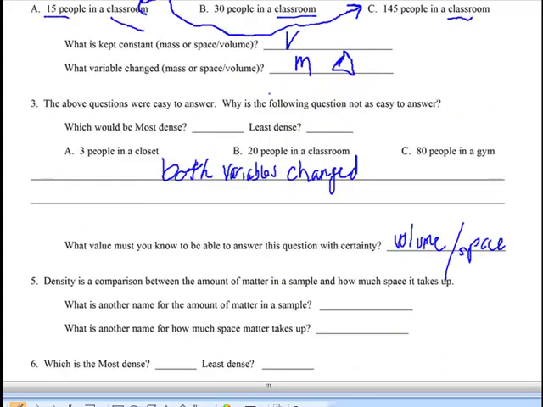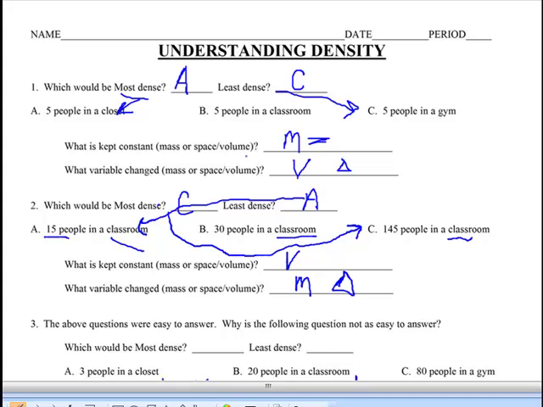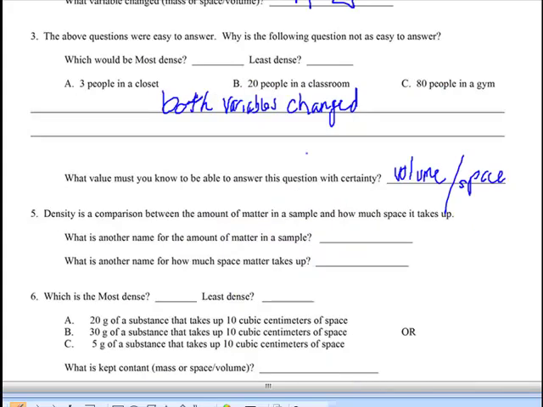And then it says the above questions were easy to answer. Why is the following question not easy to answer? Well, 3 people in a closet, 20 people in a classroom, 80 people in a gym. We don't know how big those closets are, those classrooms, those gyms, and so forth. So we have a hard time making a quick judgment on which is most dense or least dense because both variables change. It would be great if it was one of the questions above where either 5 people stayed the same, or we always had the same mass or same people, or in this case, the classroom stayed the same and we always had the same volume.